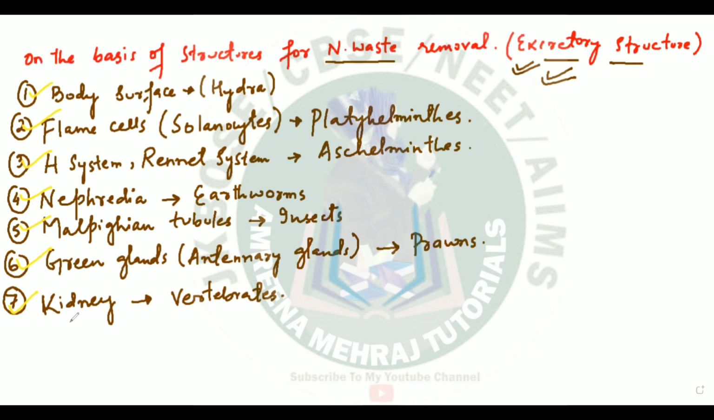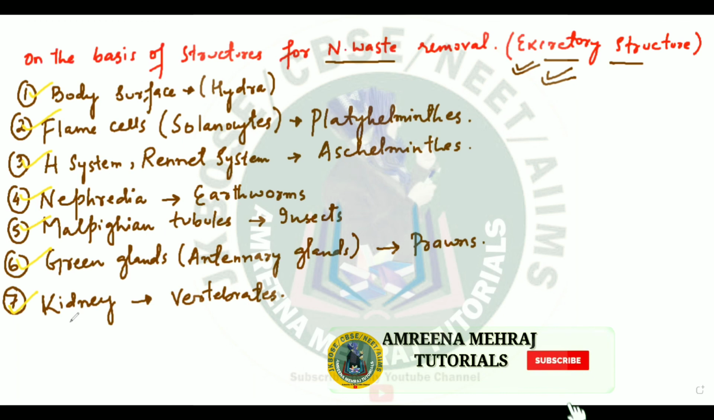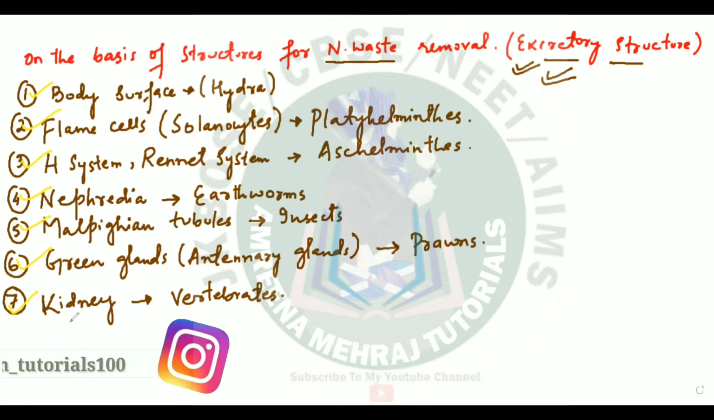So in this way, you came to this conclusion that animals differ based on their organ systems. We had an idea about digestive system, we had an idea about respiratory system, we had an idea about different circulatory systems, and right now we saw the different excretory systems.